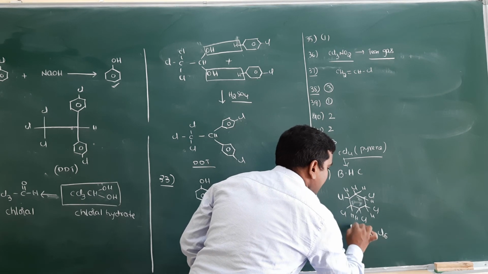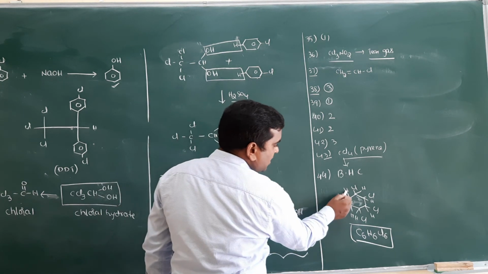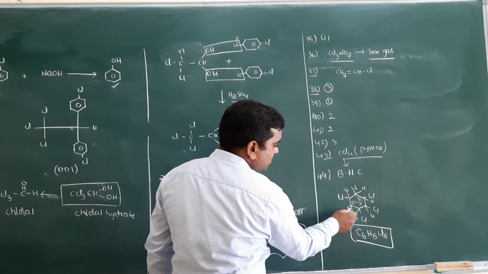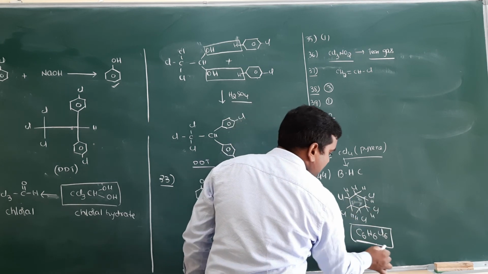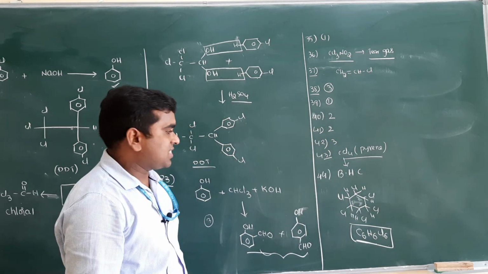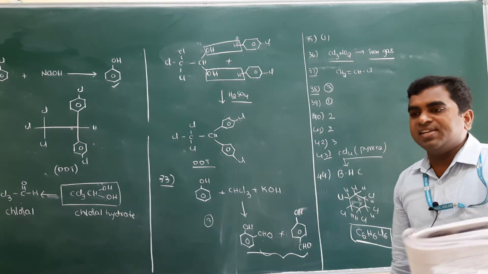C6H6Cl6. So in total, how many hydrogens are there? 1, 2, 3, 4, 5, 6. Chlorine: 1, 2, 3, 4, 5, 6. And C6H6Cl6 we will call benzene hexachloride, which is also used as an insecticide.